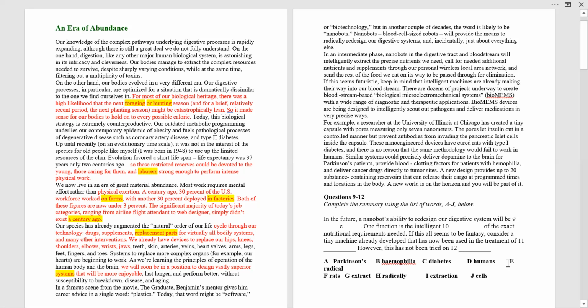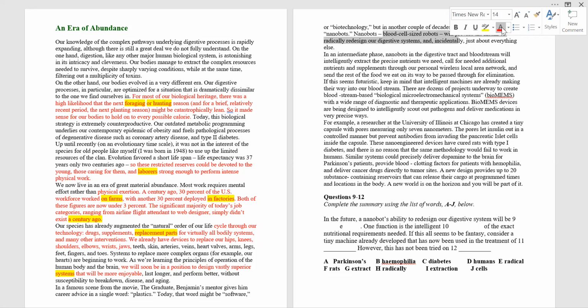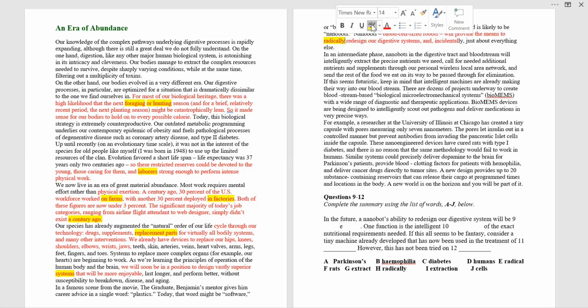So that means the system will be radical. Now this option has been used. Now looking into the next blank, where do we get it? We get it from this very sentence, and this word told us that it's going to be radical. All right.